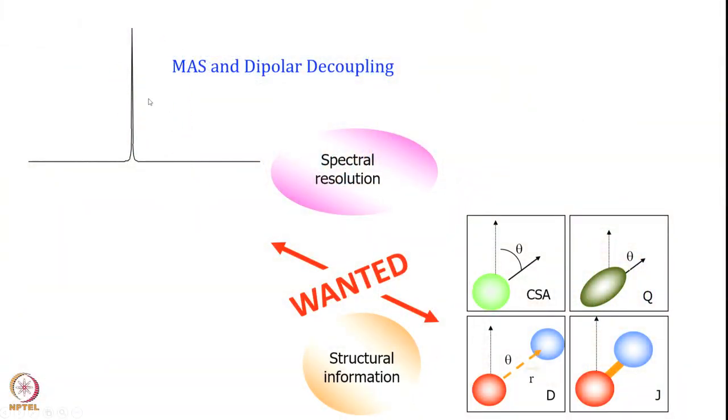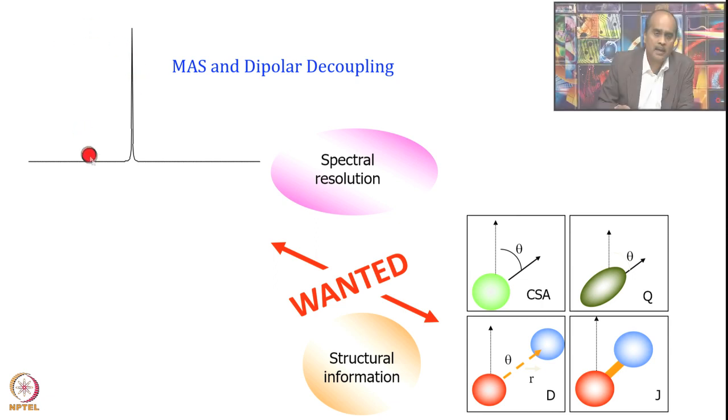We achieve the sharp signal that we had discussed earlier, that is needed for getting any information, but we have paid a huge price. By achieving this spectral resolution, we lost all those important interactions that were present in the solid inherently, like chemical shift anisotropy, quadrupolar coupling, dipolar coupling and J coupling. By doing this magic angle spinning and decoupling, we have lost them. And this is required for structural information. So, somehow we have to get it back, right.